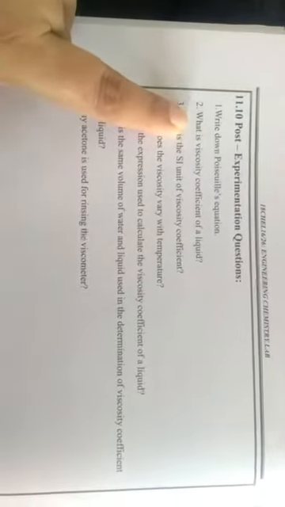Now I am just discussing the Viva questions. Viva questions are: write down the Poiseuille's equation, that we have already written. What is viscosity coefficient? Viscosity coefficient can be defined as the force in newtons per meter square required to maintain a difference of velocity of 1 meter per second between two parallel layers of a liquid which are separated by 1 meter distance. Then what is the SI unit of viscosity coefficient? SI unit of viscosity coefficient is kg per meter per second.